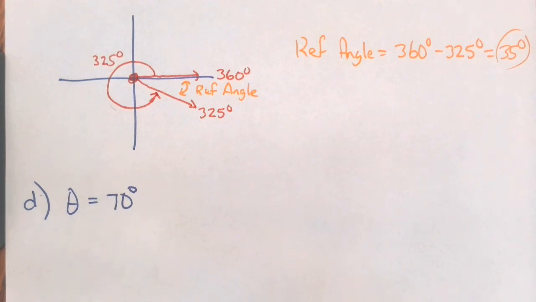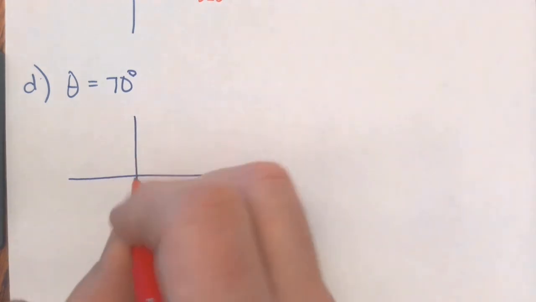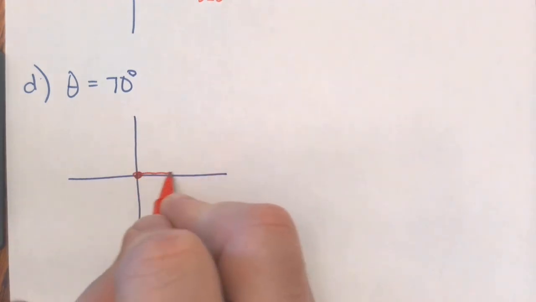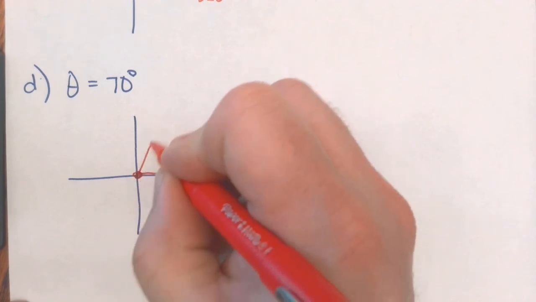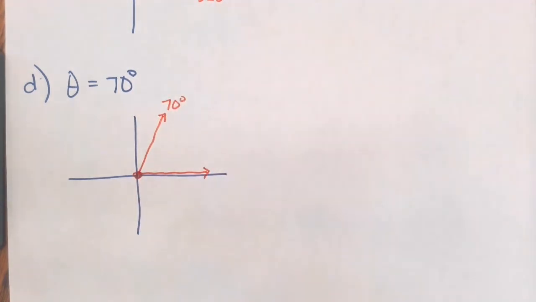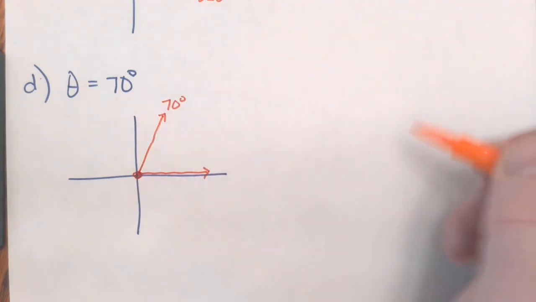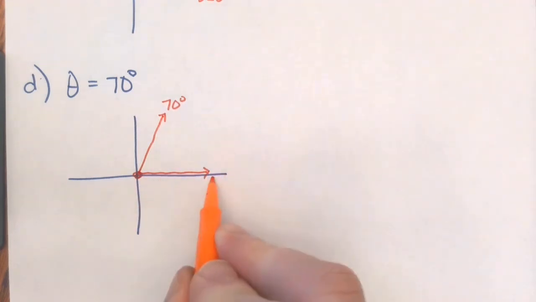A 70 degree angle, well, in standard position, that would look like this. 70 degrees would be there, and we're trying to determine our reference angle, and the reference angle is the angle between this terminal side and the closest x-axis, which is this one.